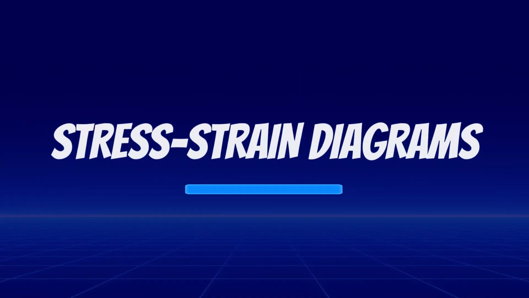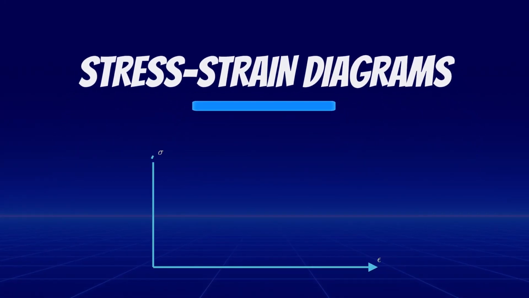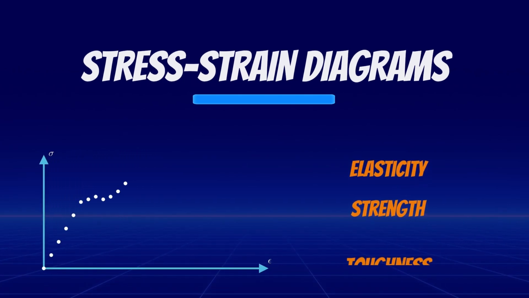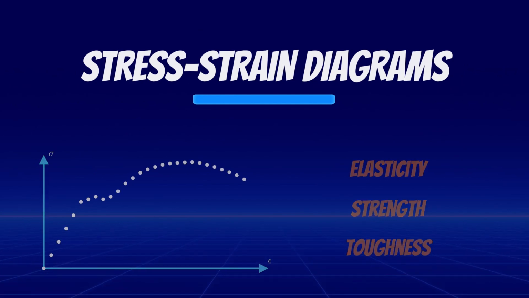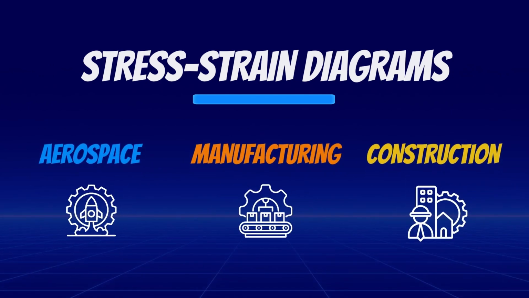Stress-strain diagrams are essential for understanding how materials behave under various loads, revealing key properties like elasticity, strength, and toughness. These diagrams offer valuable insights into material selection and design, making them indispensable for engineers in fields like aerospace, manufacturing, and construction.